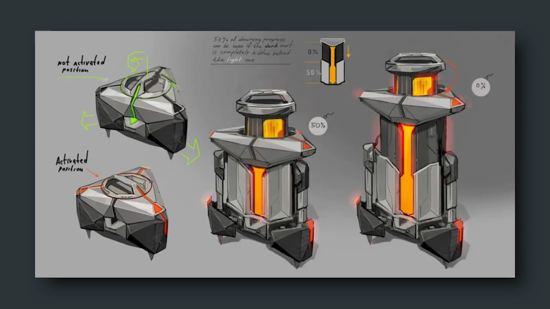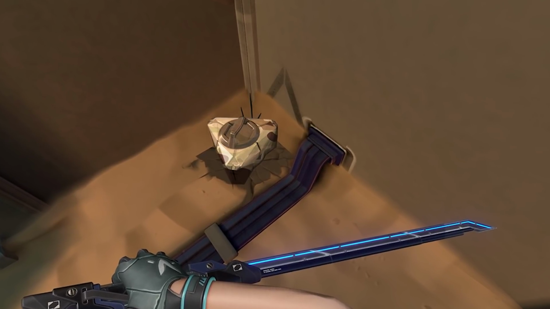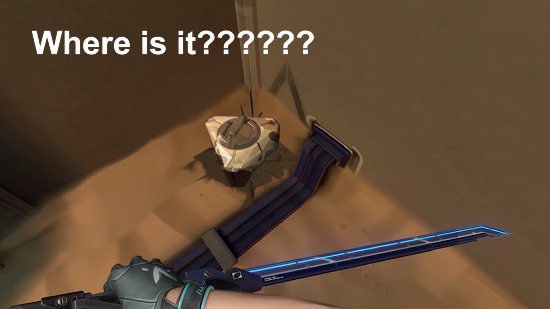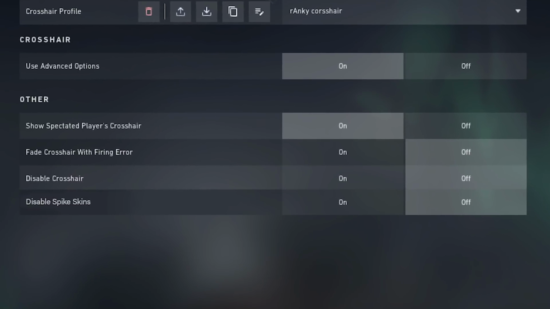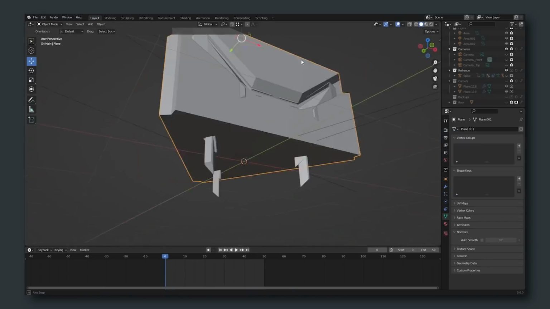I would really like to see spike skins in-game, but I know it would mess with competitive integrity if you can't see the spike. So, I would suggest that Valorant should add a disable feature for spike skins, if they implemented something like this. But enough with theoreticals, let's get started.